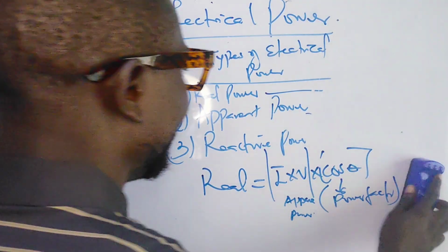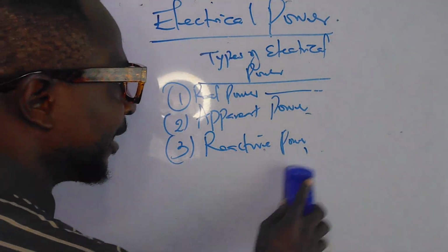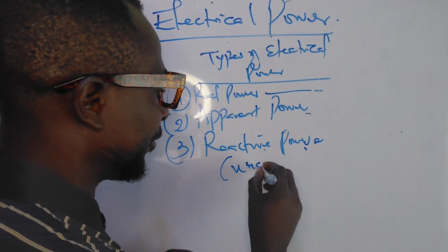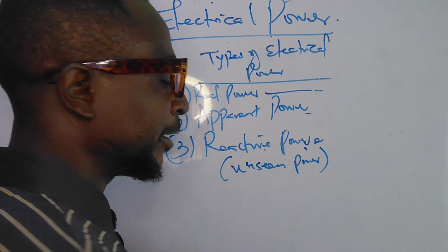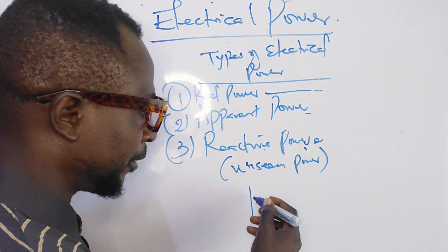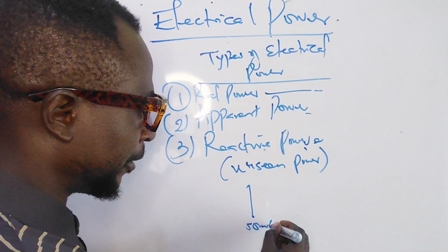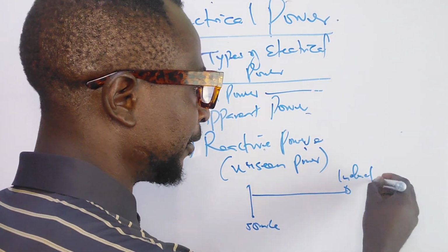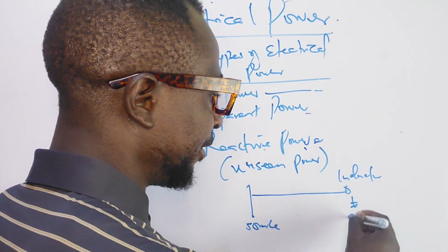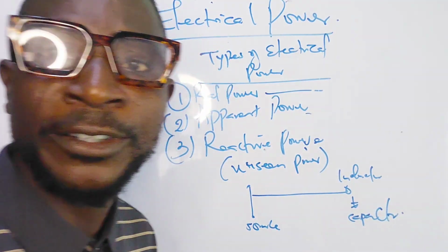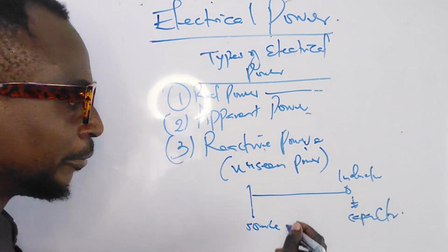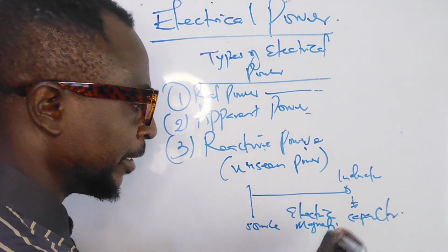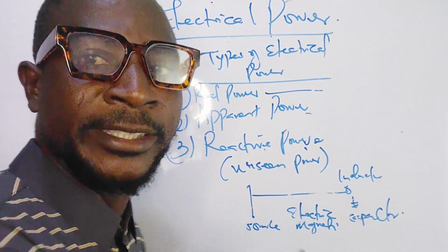Then the third one is the reactive power. So this reactive power, we say it is an unseen power. It is the power that flows from the power source to components like inductors and capacitors. Let's say your transmission line, it flows to and fro, building up electric and magnetic fields. It builds these up and also collapses them.